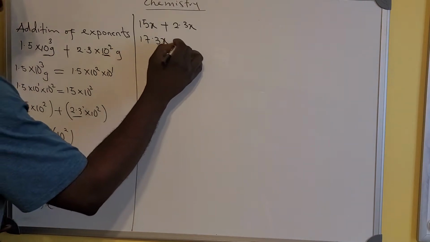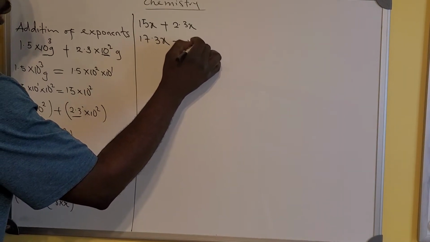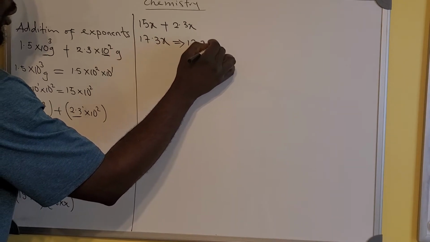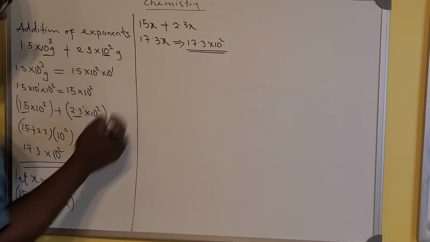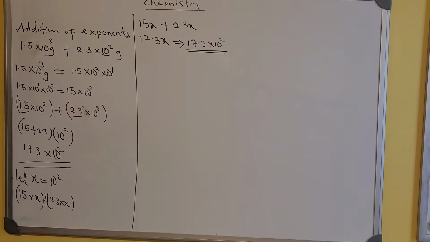So you can now rewrite this as 17.3 times 10 raised to the power 2. So you still end up at the same answer, just not to confuse yourself, right? So that's how you add. To add exponents, make sure that you add these together.